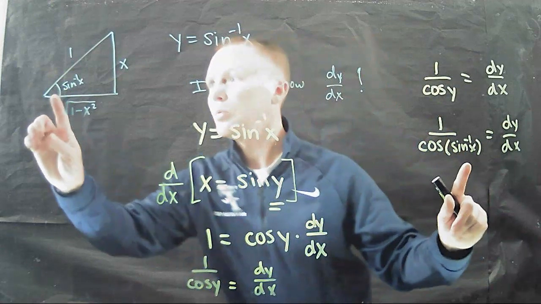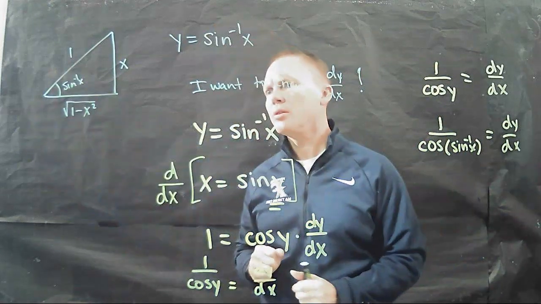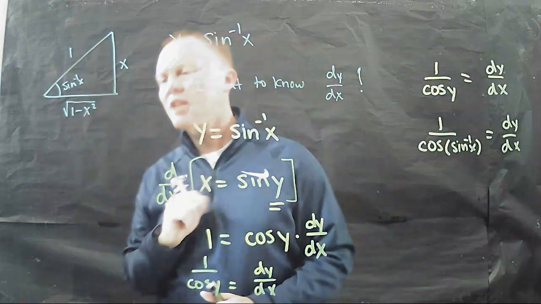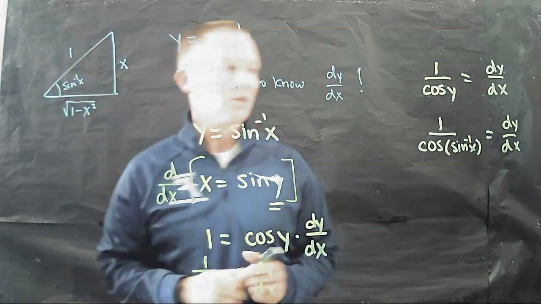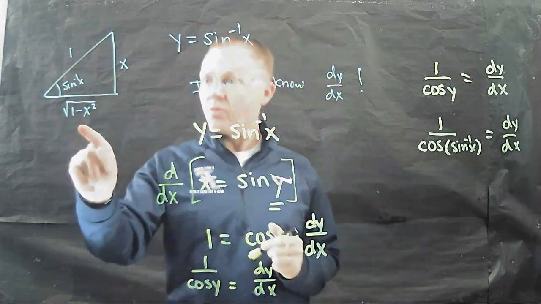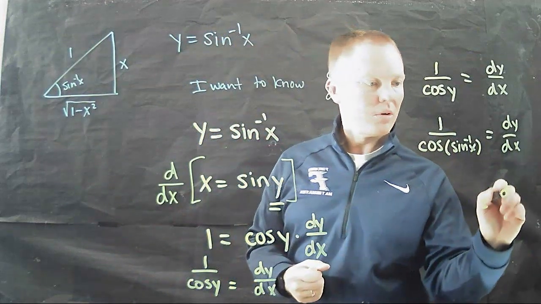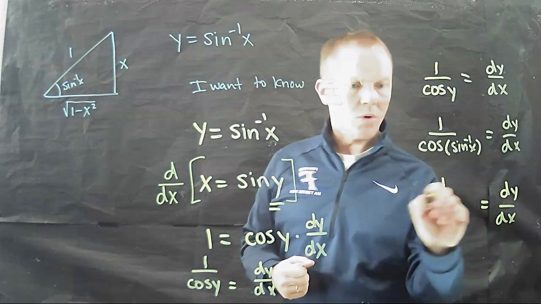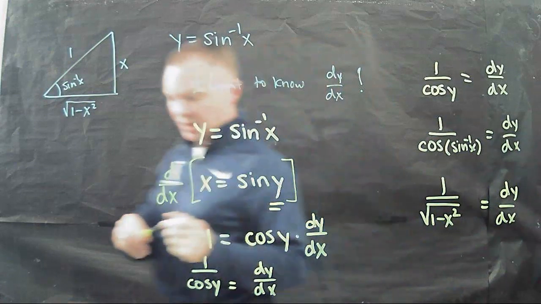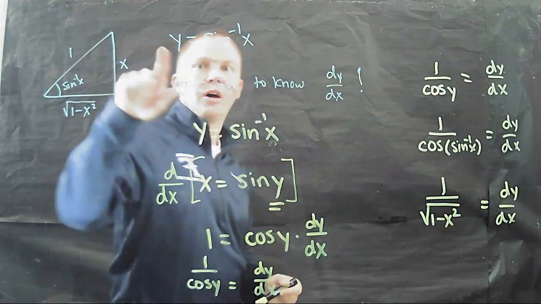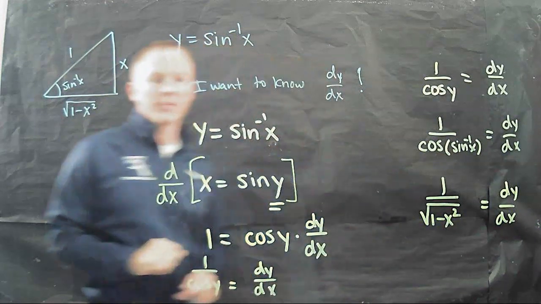So go over to this picture. There's the inverse sine of x, the angle. What's the cosine of that angle? What's the cosine of this angle right here? Well, SOHCAHTOA, adjacent over hypotenuse. So it's the square root of 1 minus x squared over 1. So 1 over that is going to equal 1 over the square root of 1 minus x squared. Okay? So there is the derivative of inverse sine of x: 1 over the square root of 1 minus x squared.